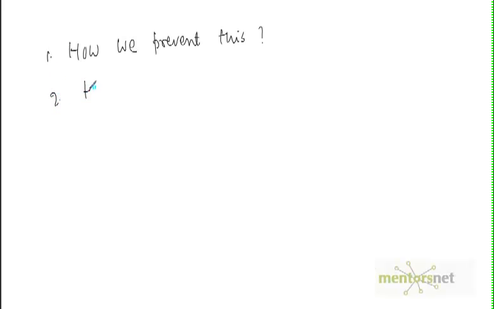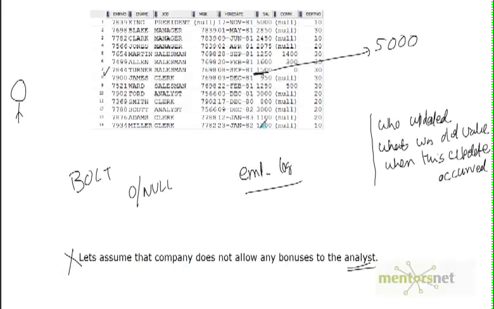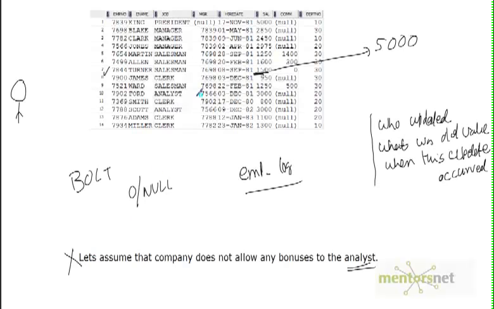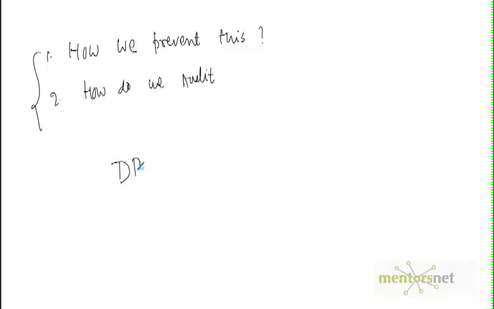So that is question number one. Number two is how do we audit? This is basically called auditing. How do we audit a transaction? You must have already guessed how you can do this. Whenever something happens, some other thing should happen in parallel, and that is called a database trigger.